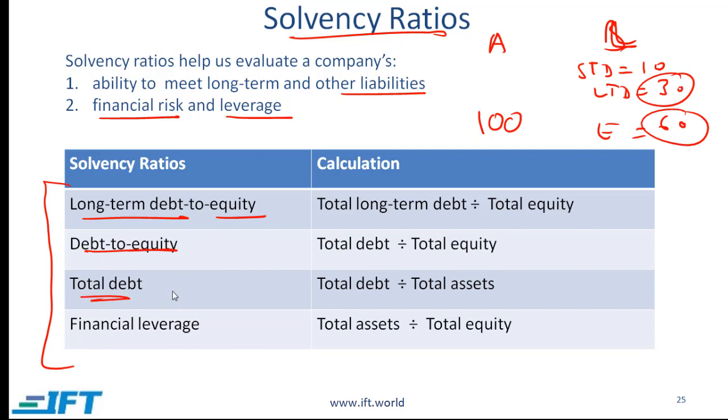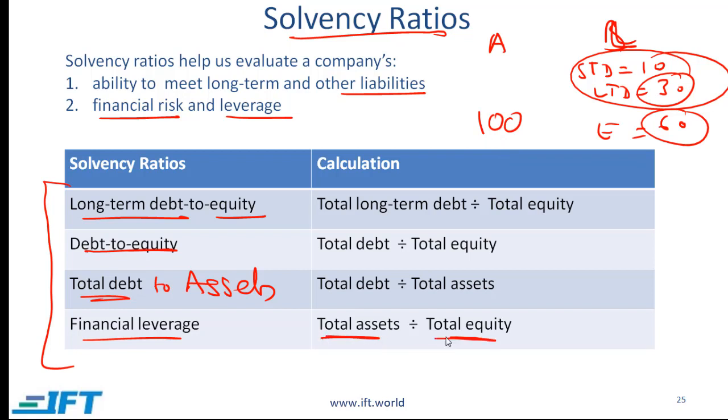This is total debt to assets ratio, which is equal to 40 divided by 100, and financial leverage ratio is the total assets divided by total equity. So in this particular example, the total assets are 100 divided by total equity, which is 60. This will give us the financial leverage ratio. In general, low ratios mean that the company is safer.